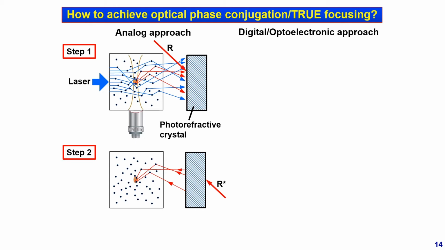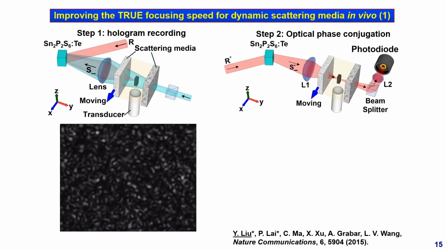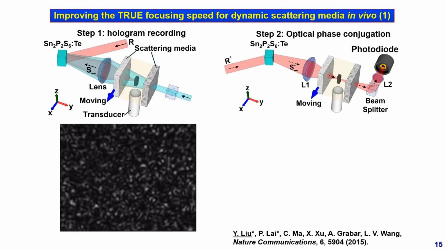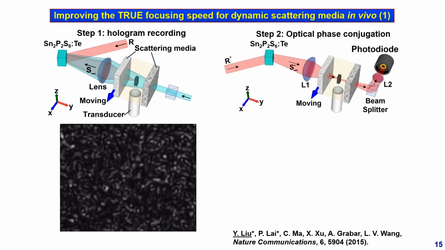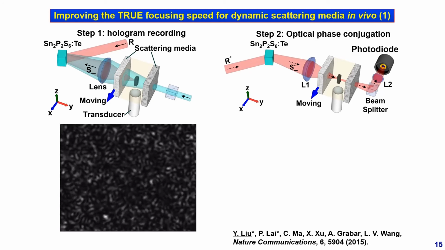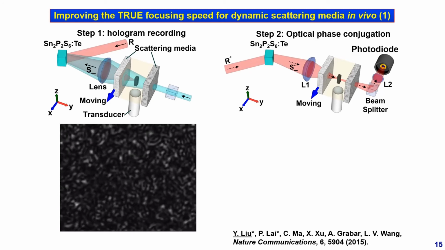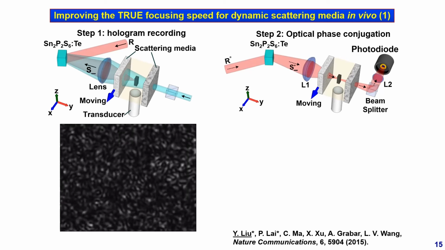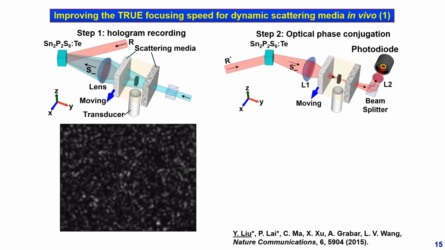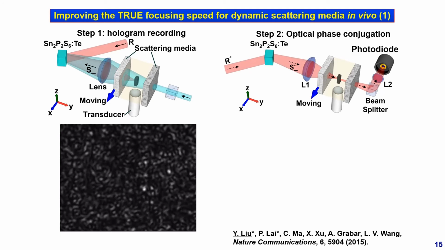Based on this principle, we developed high-speed true focusing using a fast-responding photorefractive crystal called SPS crystal. The SPS crystal is made of tellurium-doped tin hypothiodiphosphate. During experiments, we moved the scatter media to create time-varying speckle patterns like this to mimic the dynamic nature of speckles within living tissue. Even when the speckle correlation time was 5.6 milliseconds, we can still achieve true focusing.